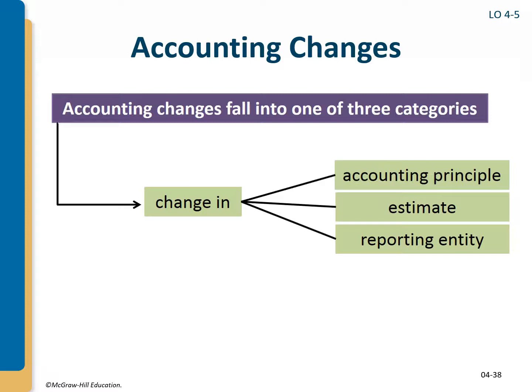Now it takes us into a totally different realm, accounting changes. Accounting changes fall into one of three categories. You could have an accounting principle change, where you change from LIFO to FIFO or straight line to double declining balance. An estimate change, where you could change the life of an asset from 5 years to 6 years, or change the salvage value. Or there's a reporting entity change, where you could change the composition of your company.